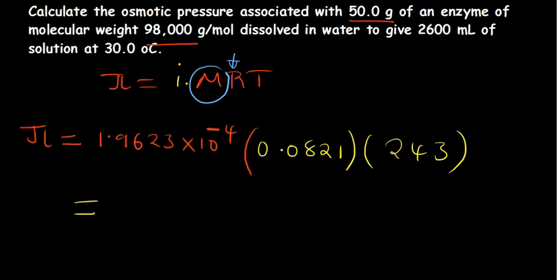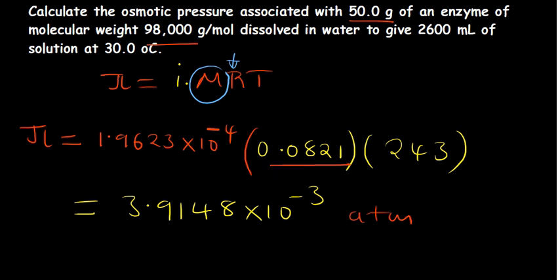So 1.9623 times 10 to the power negative 4 multiplied by 0.0821 multiplied by 243. So I have 3.9148 times 10 to the power negative 3 osmotic pressure. So the pressure here is in atm, looking at my units for the R constant used.